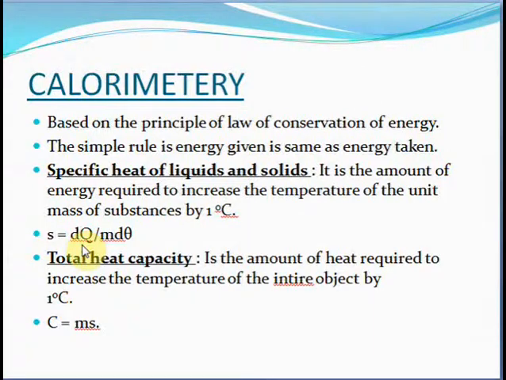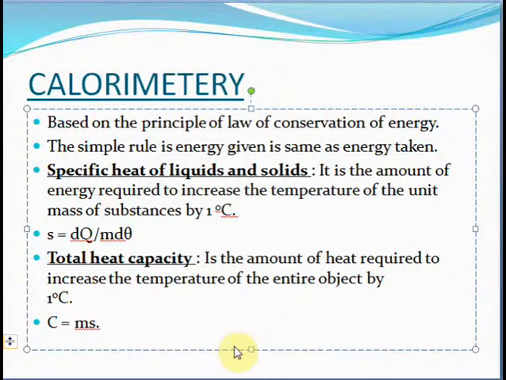The total heat capacity is the amount of heat required to increase the temperature of the entire object by 1 degree Celsius. The total heat capacity is denoted by capital C, and as it is the amount of heat required to increase the temperature of the entire object by 1 degree Celsius, it is equal to the mass of the object and its specific heat, that is m into small s.